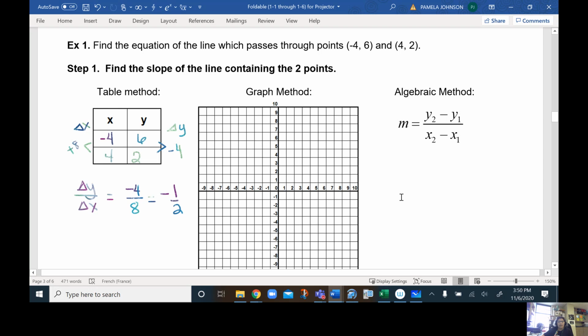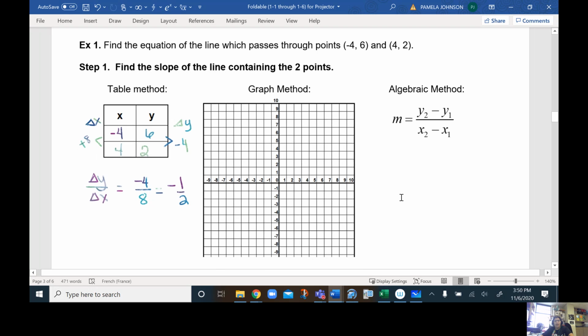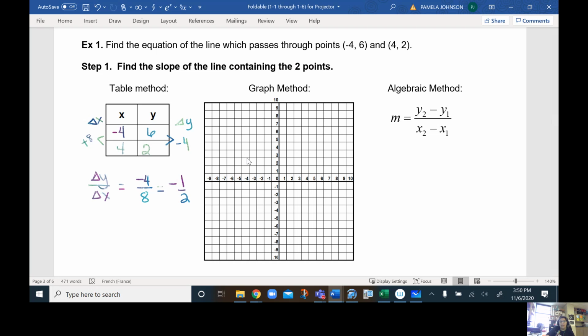If we are using the graph method, we're going to graph these 2 points. So at negative 4, 6, and then the other one is at 4, 2. And then we're just going to find the slope between these 2 points, okay? So find our rise and our run. To get from 6 to 2, we went down 4. To get from negative 4 to 4, we had a run of 8. So once again, negative 4 over 8 gives us negative 1/2, okay?